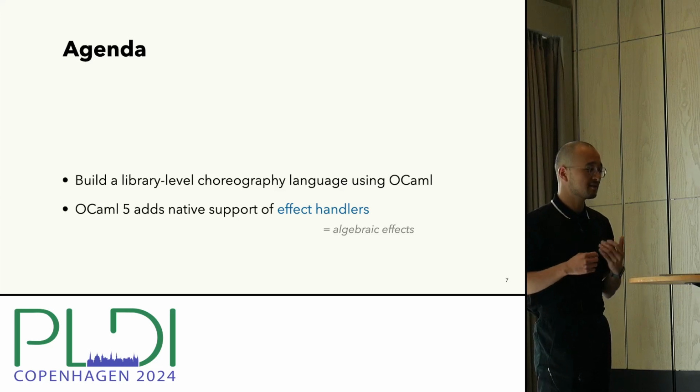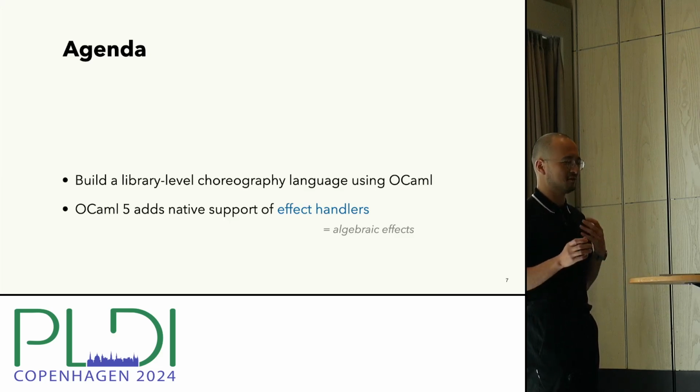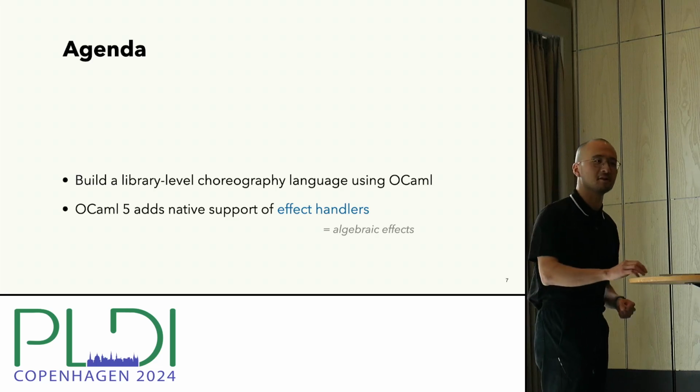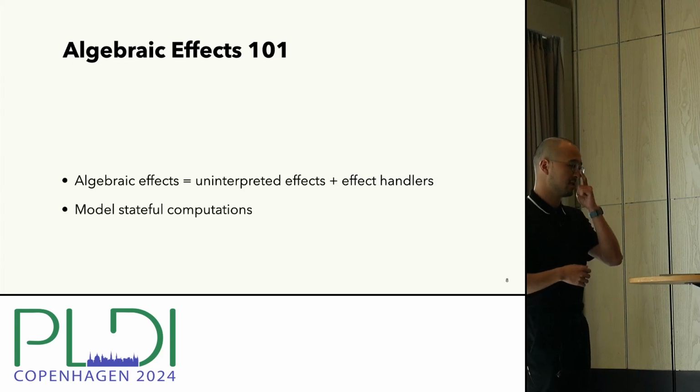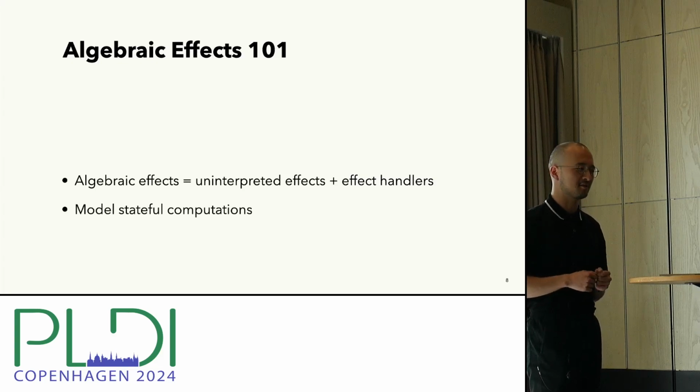And as a side note, effect handlers and algebraic effects are kind of synonyms, and I will use them interchangeably in the rest of this talk. So to begin with, let's first have a brief introduction to algebraic effects in OCaml. So algebraic effects in OCaml comprise mainly two parts: uninterpreted effects and effect handlers. Here, we are going to show an example. We will use algebraic effects to model stateful computations where we can write and read from a single storage.